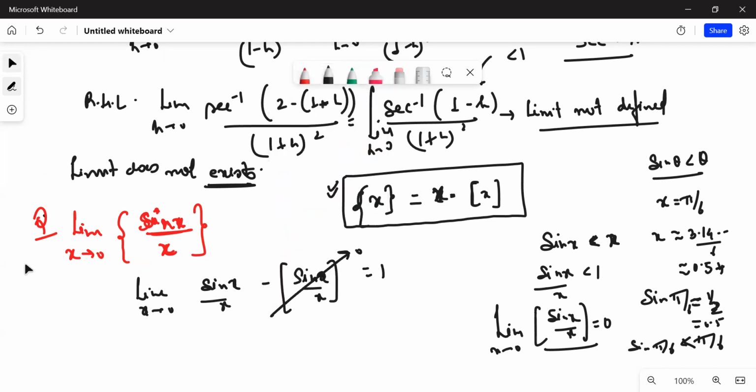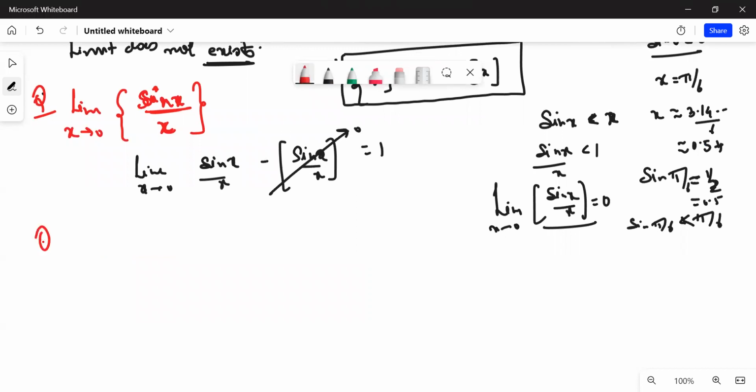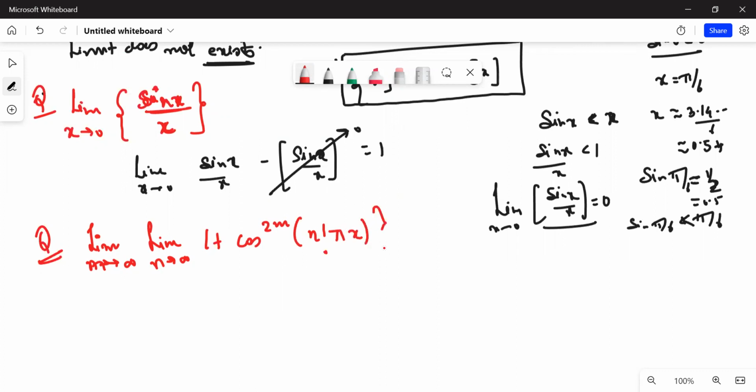Now let me give you a slightly tricky question. And this is really tricky. Let us see if you can do it. Now I'm doing two limits. Limit m tends to infinity, and then limit n tends to infinity, of 1 plus cos to the power 2m of n factorial pi x. Don't worry about it, I'll solve it for you.